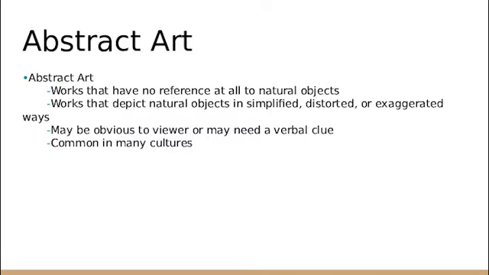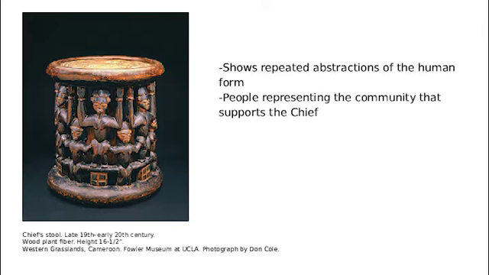So, this is an example of something that takes something from the real world, in this case, the human figure, or multiple human figures, but abstracts it in a way that it couldn't actually look like that in real life. So this chief's stool shows repeated abstractions of the human form, and it represents the people of the community supporting the chief. Like, when the chief sits on this stool, they are quite literally supporting the chief's actual body weight. So that is something that comes from real life but is abstracted.